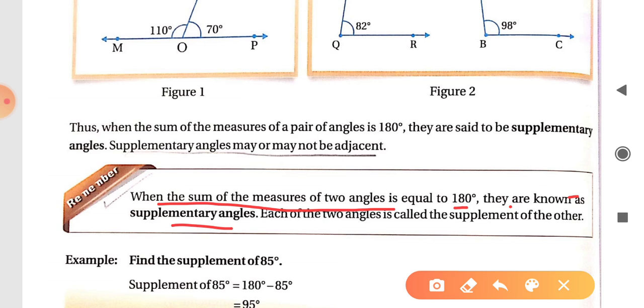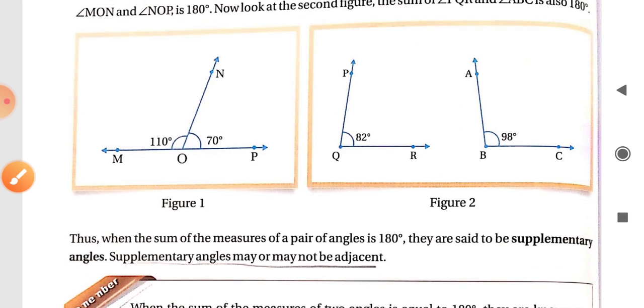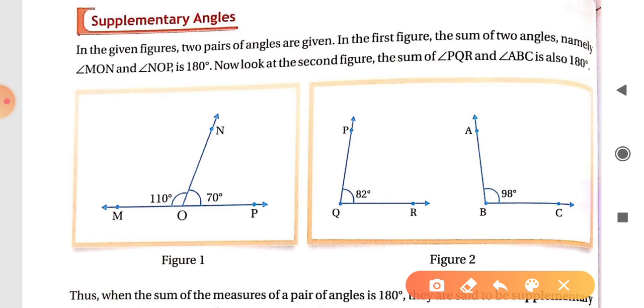Supplementary angles are those angles whose sum is equal to 180 degrees, and each of the two angles is known as the supplement of the other. And one thing is also there: supplementary angles may or may not be adjacent.